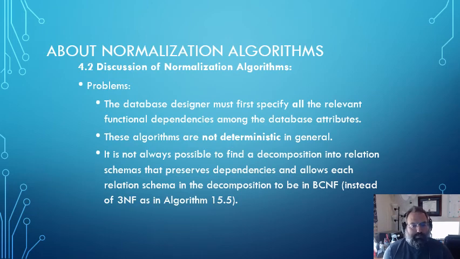Discussions of normalization algorithms: problems. The database designer must first specify all the relevant functional dependencies among the database attributes. These attributes are not deterministic in general. It is not always possible to find a decomposition into relational schemas that preserves dependencies and allows each relational schema in the decomposition to be in BCNF instead of third normal form as in algorithm 15.5.